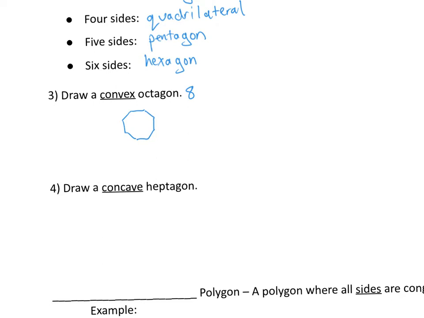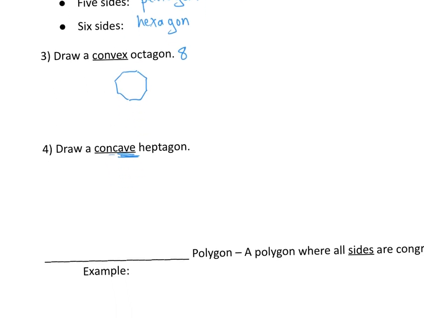A concave, keyword being cave, heptagon. Heptagon is a 7-sided shape. That means we need, and a cave, we kind of have to make a little cave, a little dent in our heptagon with 7 sides. So 1, 2, here's a dent, 2, 3, 4, 5, 6, 7. This is an example of a concave heptagon.